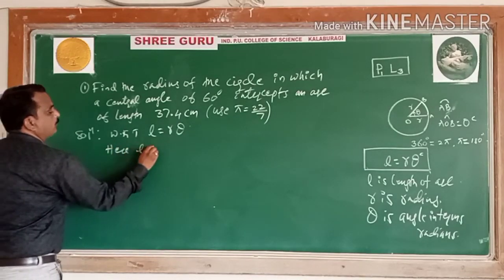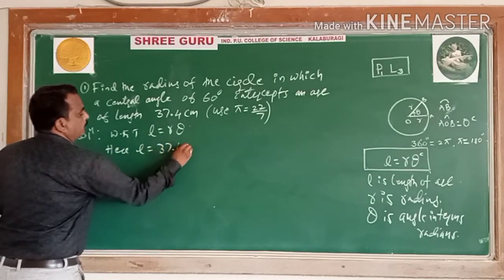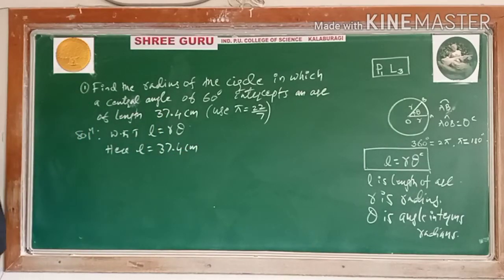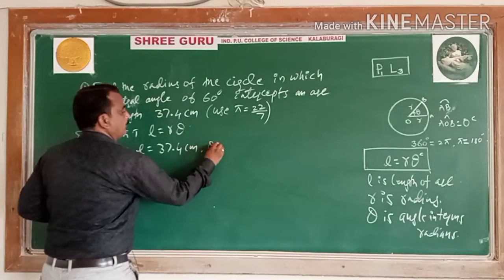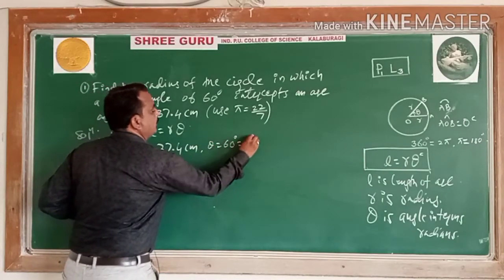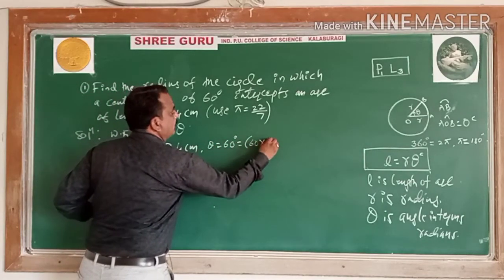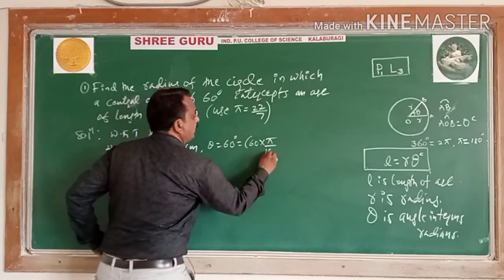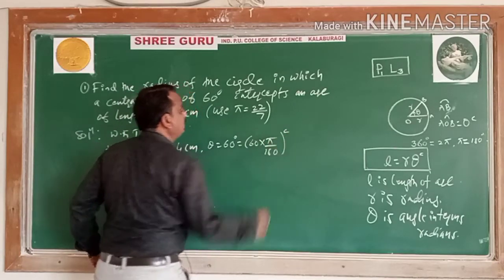Here L is equal to 37.4 centimeter. L means the length of an arc, which is 37.4 centimeter. Theta is equal to 60 degree. You have to convert it to radian, in terms of radian, multiply by pi by 180.